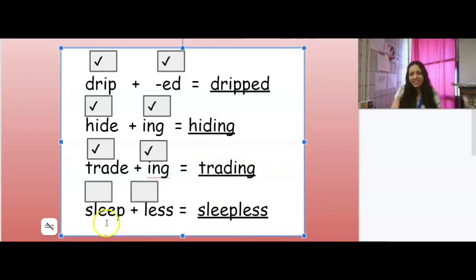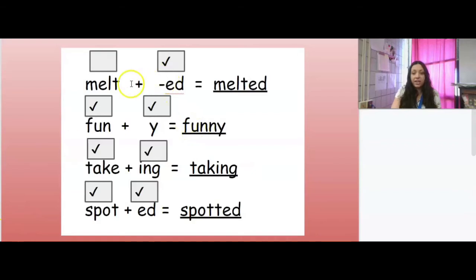And then look at this. Sleep. It ends in two vowels together, that digraph, so I cannot mark it. And then less starts with a consonant, so I don't mark that. So I just put it together and say sleepless. Okay, let's try another one. Let's look at melt.